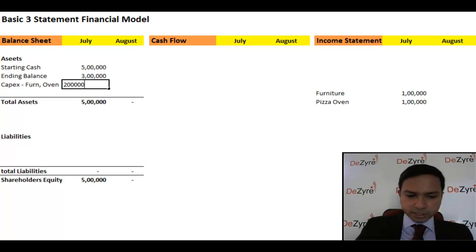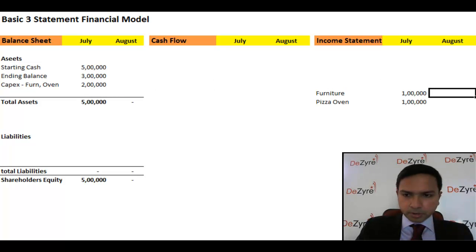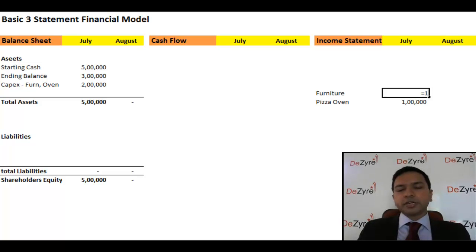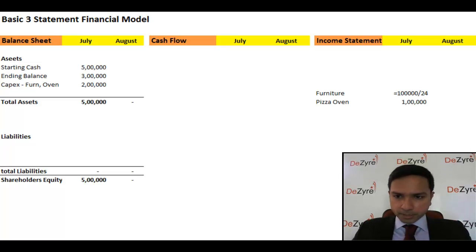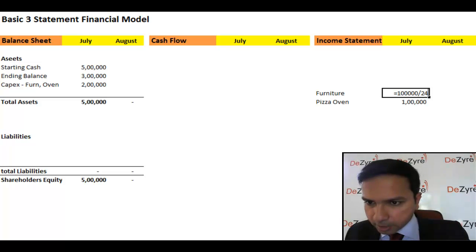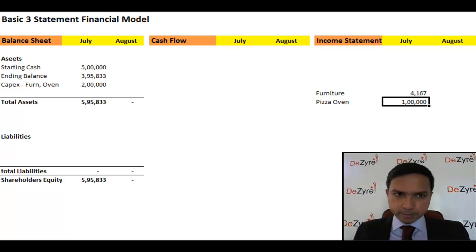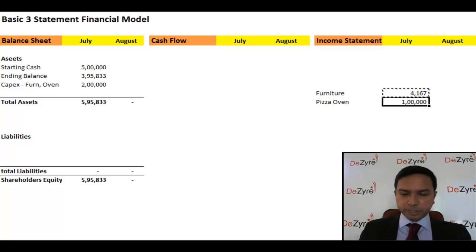Since this furniture, we're going to amortize this, depreciate it over 2 years, which is 24 months. And this is a monthly income statement. So the cost of the furniture divided by 24 months. We divided that by 24 months. So the monthly depreciation for that furniture is going to be 4,167. Similarly, we're going to do that for the pizza oven as well, and that's the monthly depreciation.